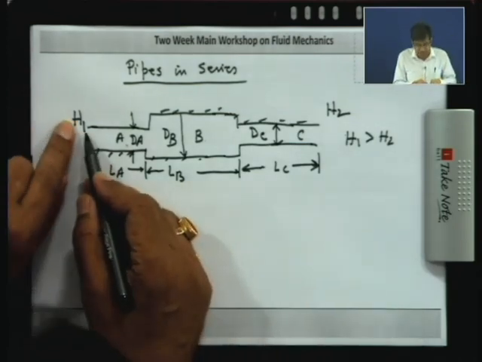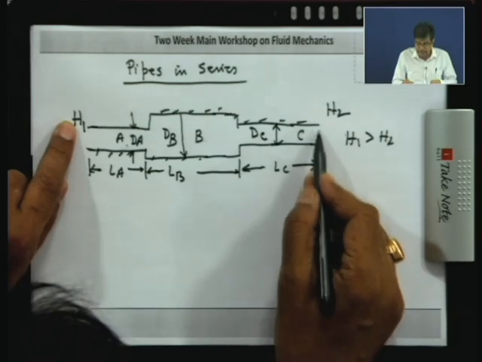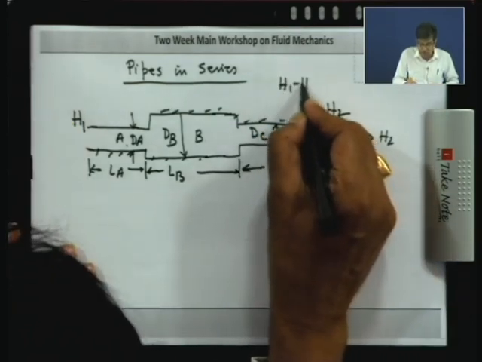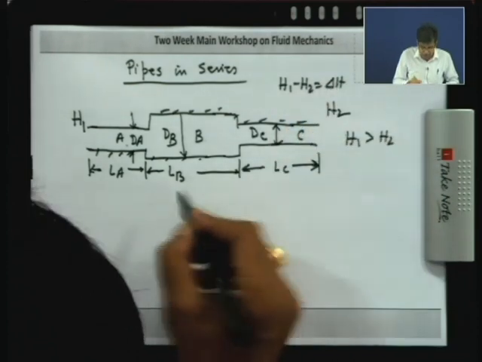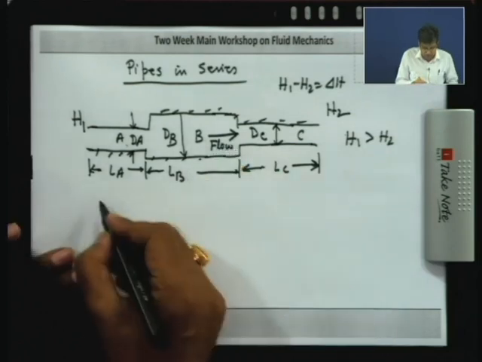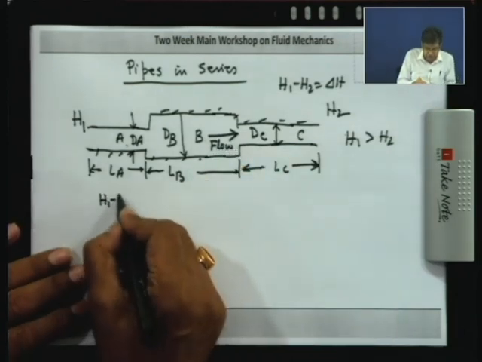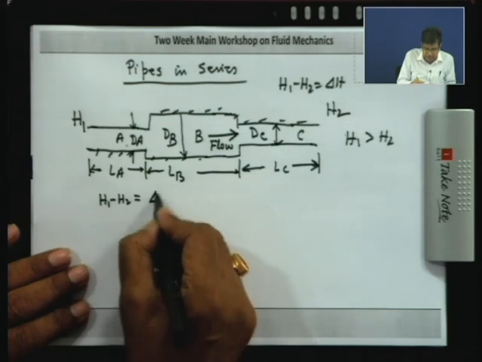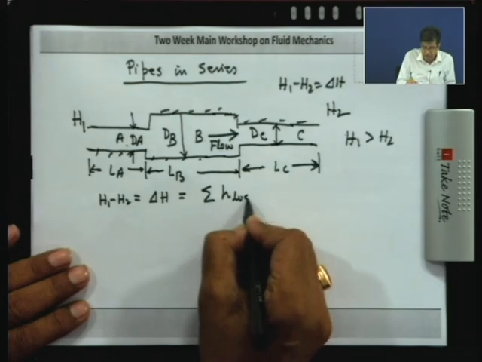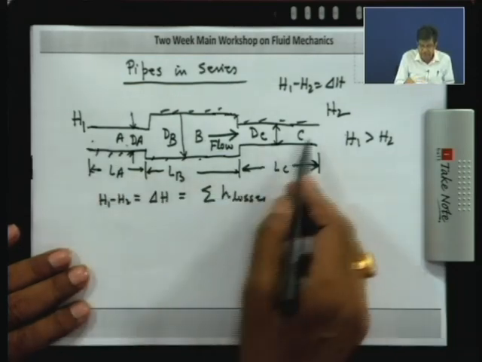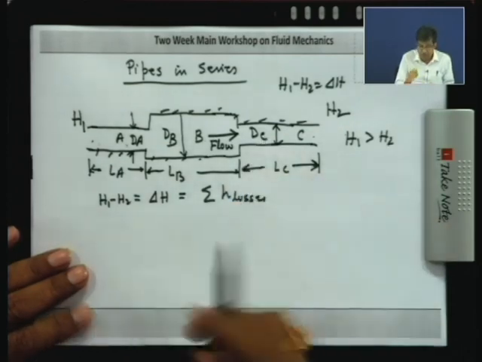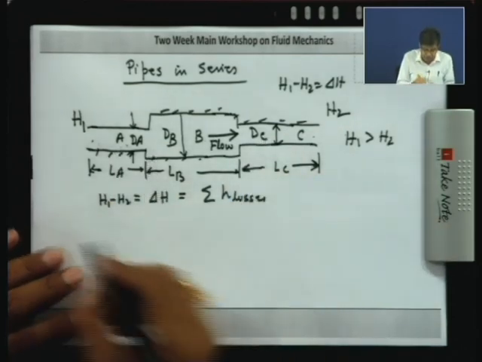So, totally the energy, that is head here, is higher and head here is lower. So, the head causing flow is H1 minus H2, which is delta H, and therefore the flow takes place in this direction. How to write the equation? We know that H1 minus H2 is equal to delta H, which is all the losses. That is already proved. Obviously, the difference in energy is the energy loss suffered by the fluid in flow. What are the losses? Let us first find out what the losses are.